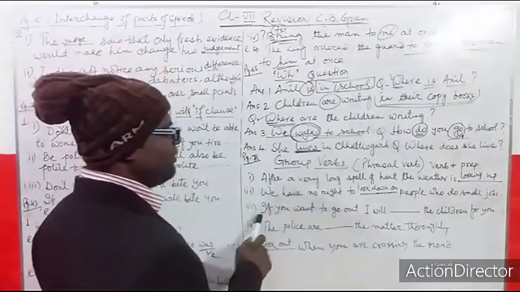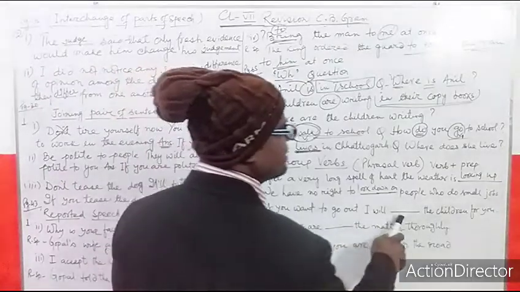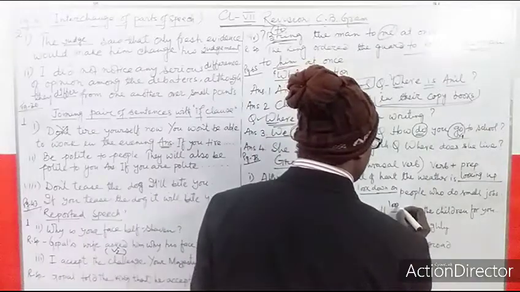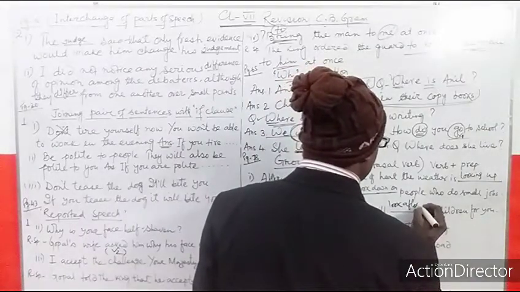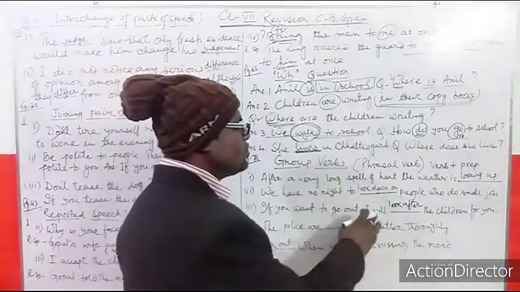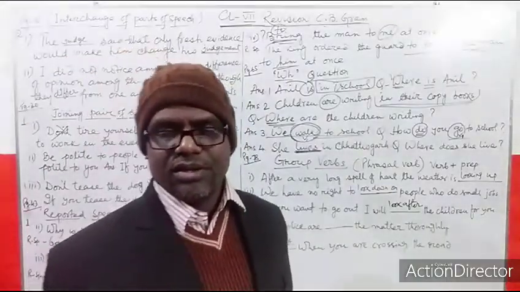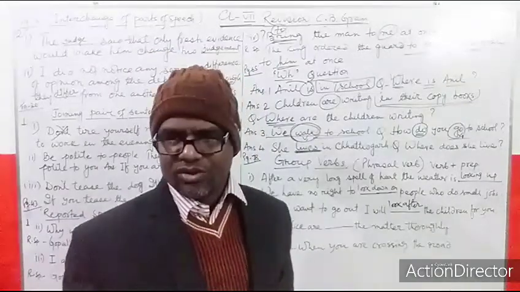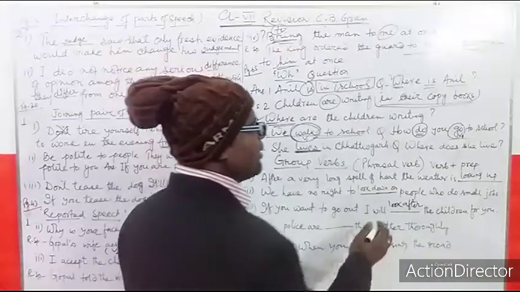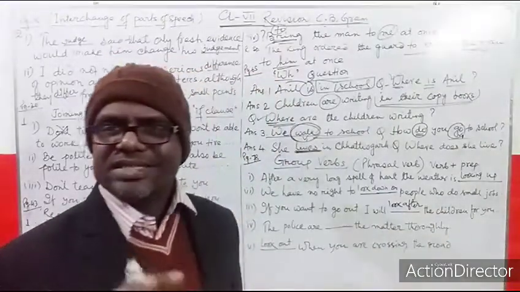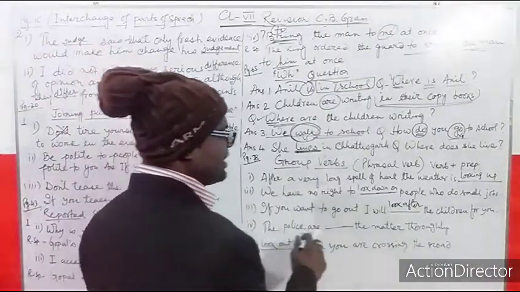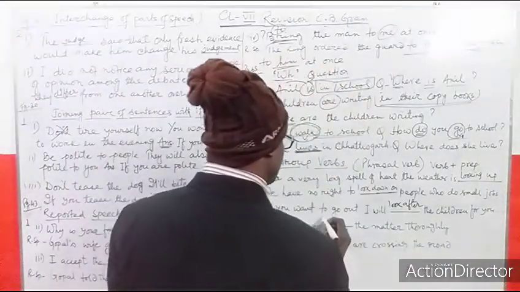Next one. If you want to go out, I will dash the children for you. I will look after the children for you. So if you go out, I will take care of your children. That means I will see your children. I will watch your children. So instead of writing that, you can write I will look after your children. Look after means take care of. Okay? Taking care.